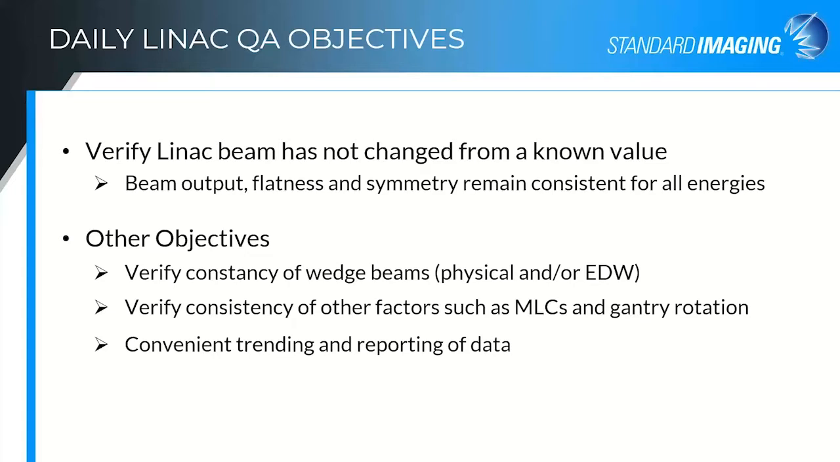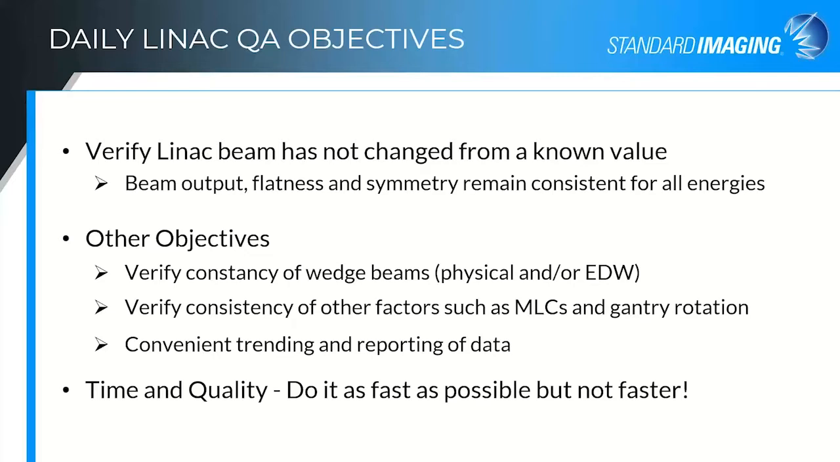You might like to also verify the consistency of other factors such as your MLCs, your gantry rotation, and physical wedge constancy or electronic dynamic wedge constancy as well. And I think this is a key one. You want to be able to do that as quickly as possible, but at the same time, you also want to do it in a quality, in a solid manner. So you want to do it as fast as possible, but not faster. And I think we'll show you today that the QA BeamChecker Plus is the instrument that really can help you do that.